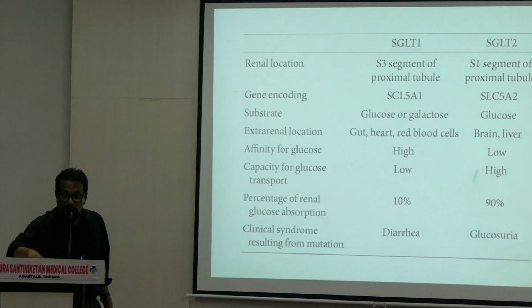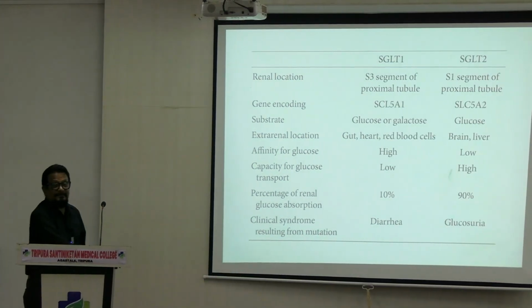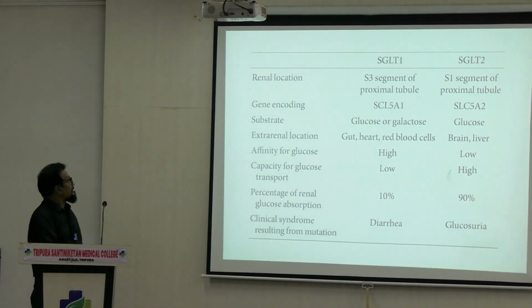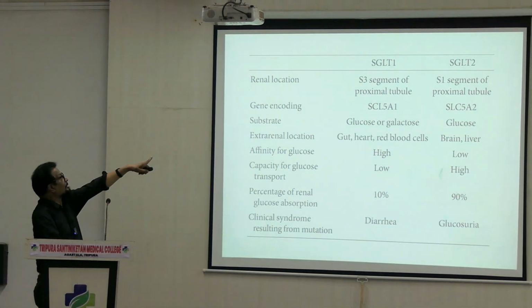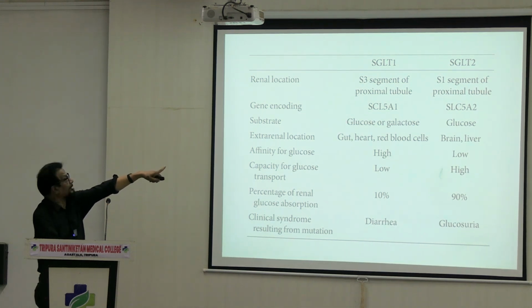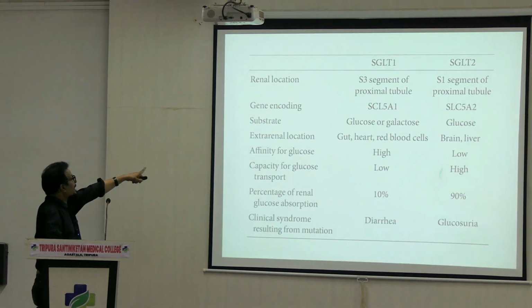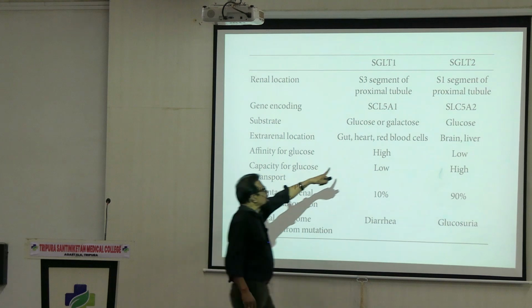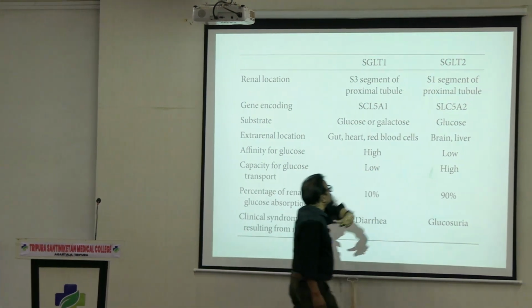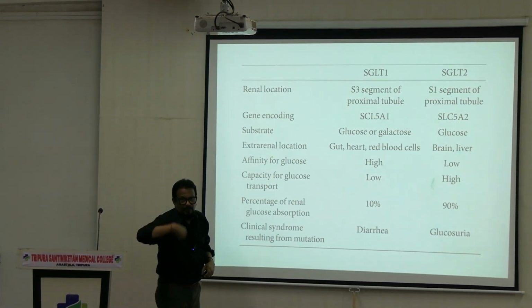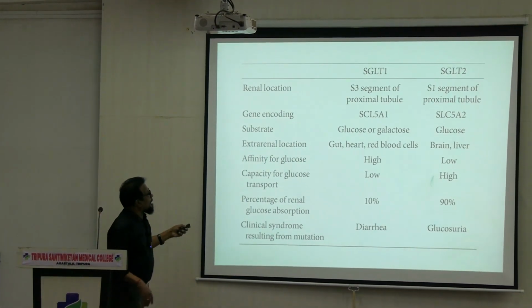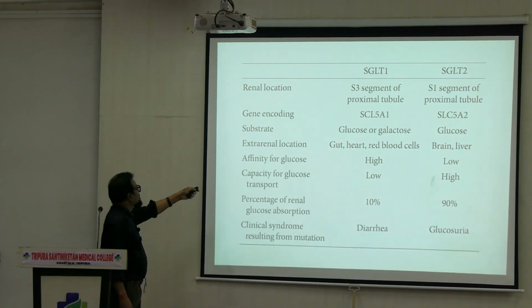Now I made one comparison between SGLT1 and SGLT2. See, location where they are located: SGLT1 is in the S3 segment of the proximal tubule, and SGLT2 is located in the S1 segment. Substrate: SGLT1 takes glucose or galactose, and SGLT2 is only specific for glucose. Extrarenal localization: SGLT1 is present in the GIT, also in RBC, and liver.